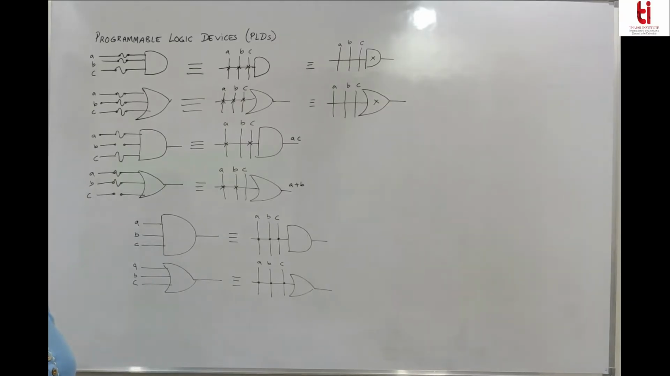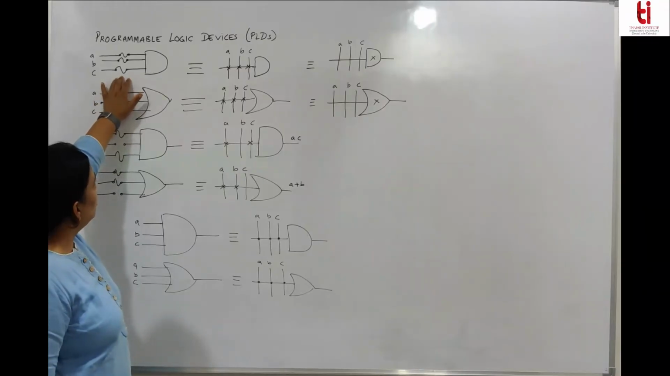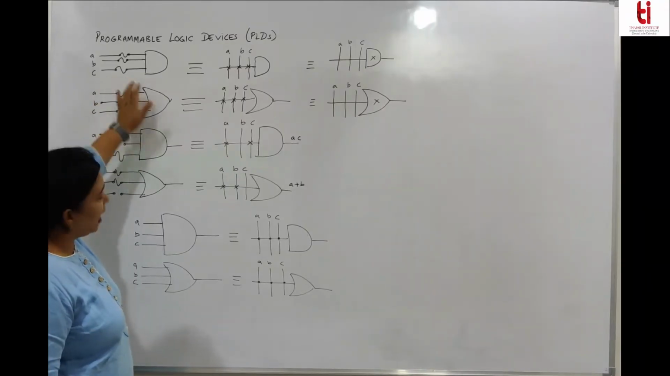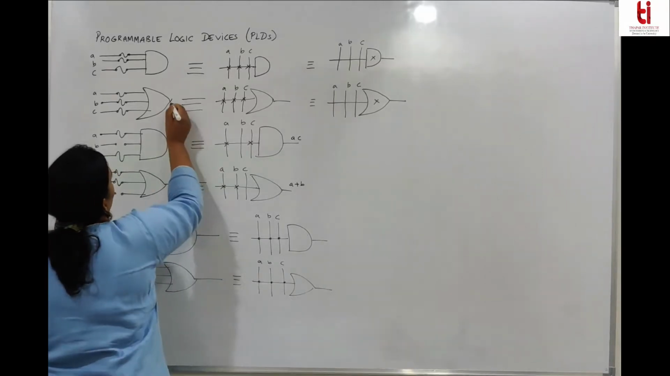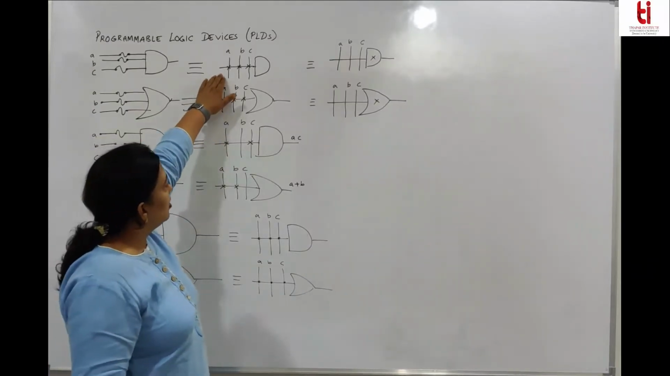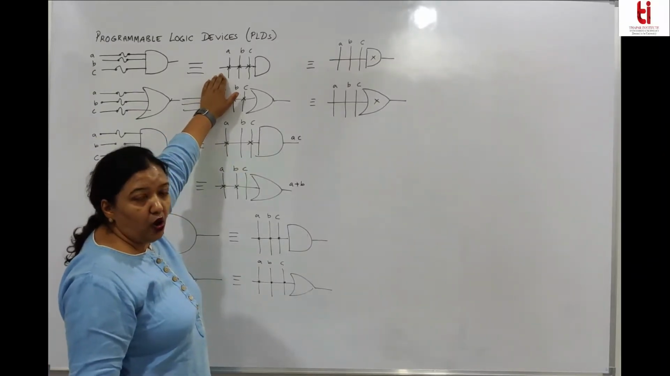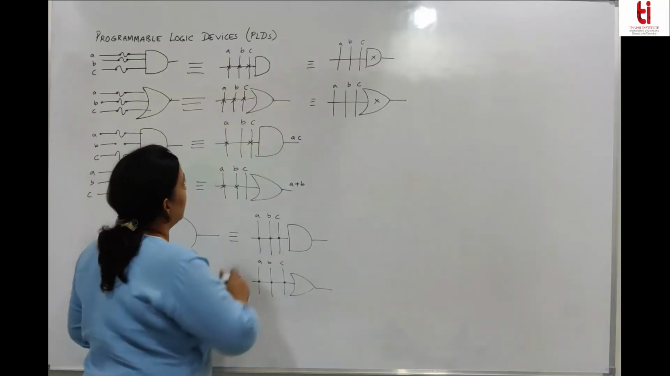PLA, Programmable Logic Array. We'll talk about how to implement functions using a Programmable Logic Array. These are the few PLD notations which I want to tell you. This is a fusible link for an AND gate, and it is represented by this.